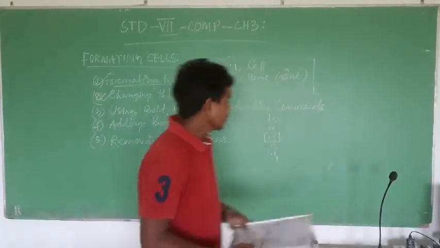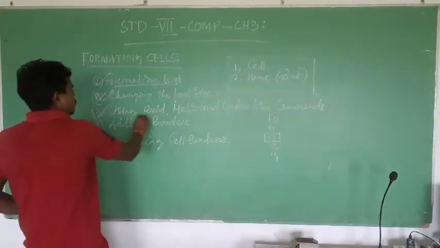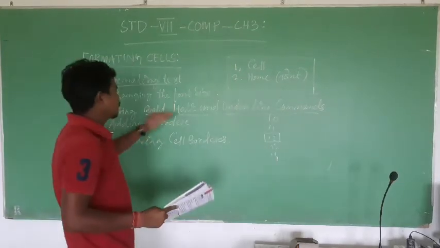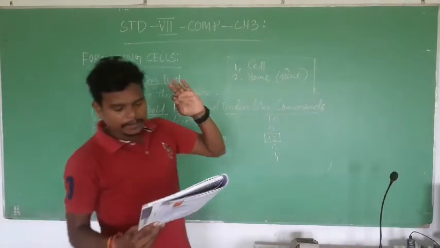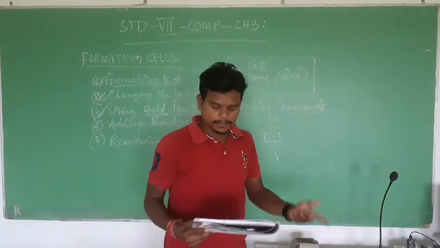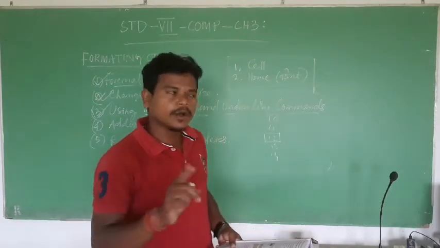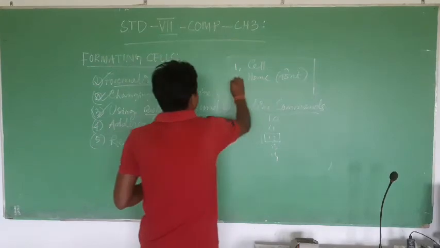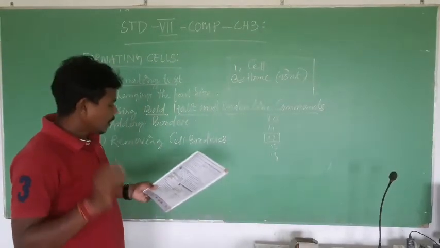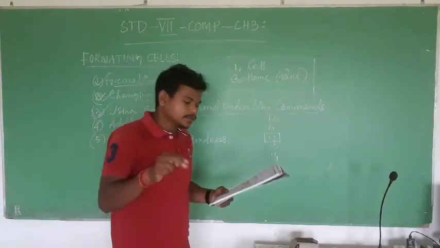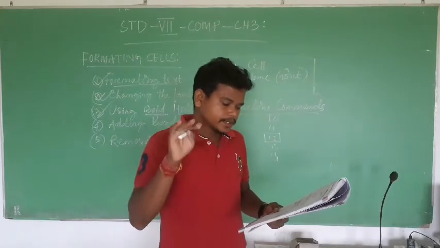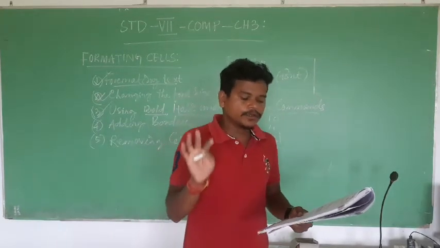Next come to using the bold, italic or underline commands. What are these bold, italic and underline commands? Actually, select the cell first that contains the text to be modified, and then click on the Home tab. Again on the Home tab, the bold, italic and underline options are present in the font group.